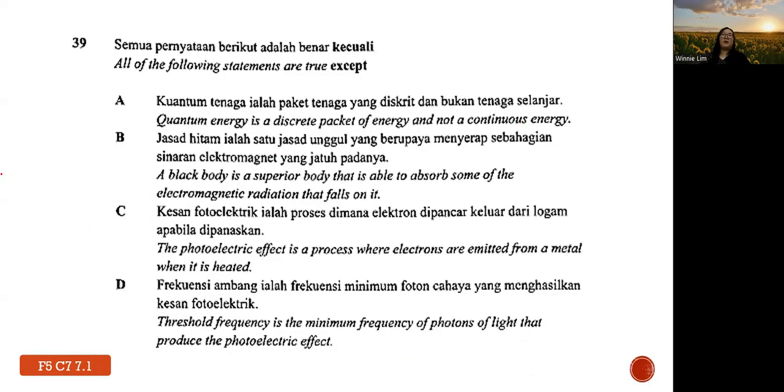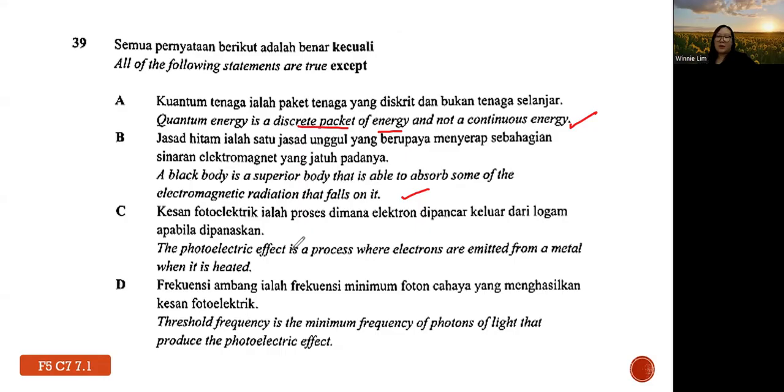Okay, 39. All the following statements are true except, again, they want to find the one that is wrong. So you have to go through all the ideas to find out which one is wrong. Quantum energy is discrete packets of energy and not continuous, correct. The idea of quantum energy is that we refer to light as photons, like in particle form. Discrete, they are not continuous.